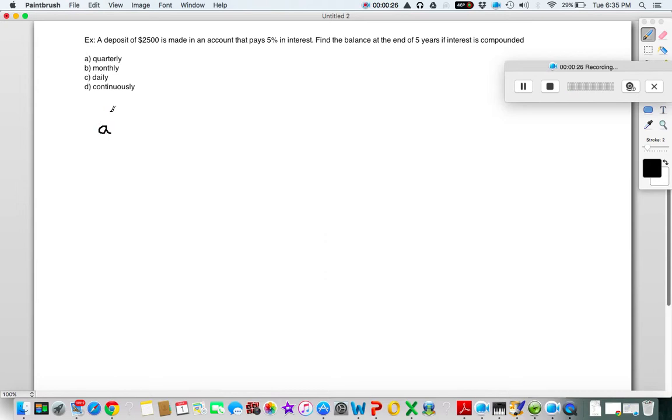So for part A, we're going to take our equation. The amount that we have in our account will equal the principal times 1 plus our interest rate divided by the number of times we're compounding, all raised to the number of times we're compounding, times the number of years. I think I forgot that in the last piece.